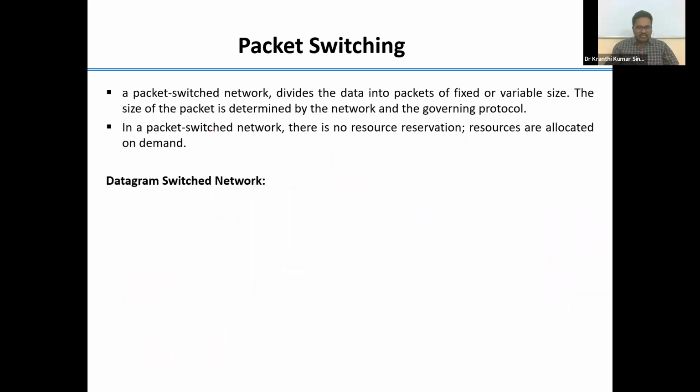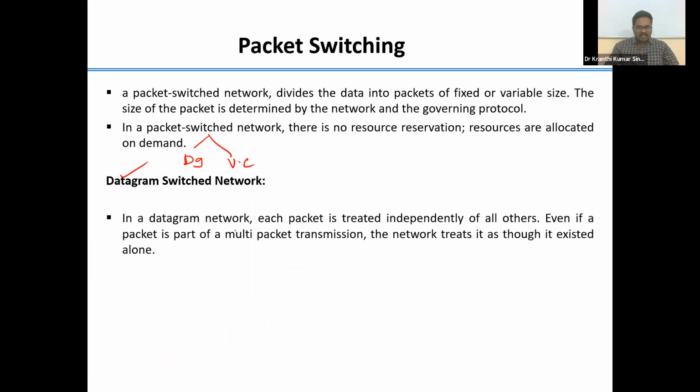Again, packet switching networks are of two types. One is datagram networks, the second is virtual circuit networks. We will discuss the datagram switching network. In a datagram network, each packet is treated independently of all others.